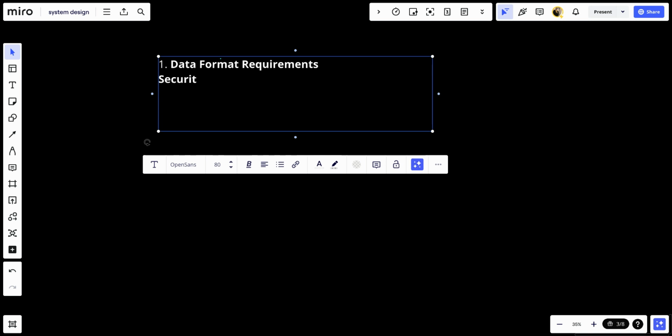Number two, we talk about security. SOAP provides built-in robust security features through WS-Security, which includes support for encryption and authentication. SOAP standards for security are generally more comprehensive, making it suitable for enterprise applications where security is a critical concern.